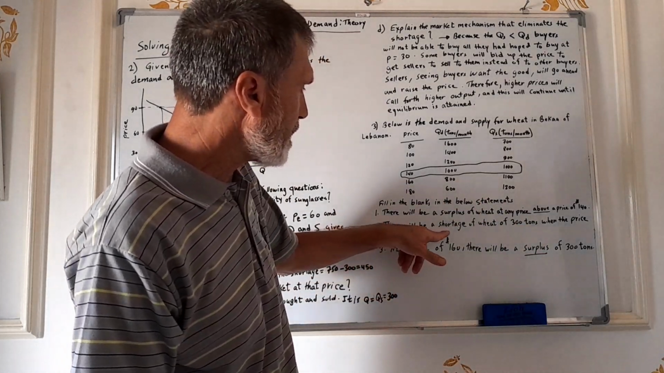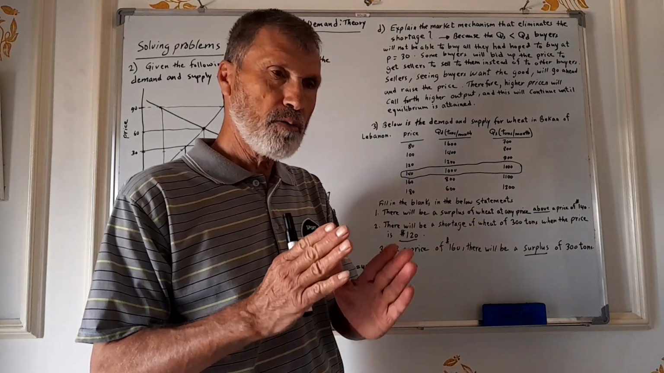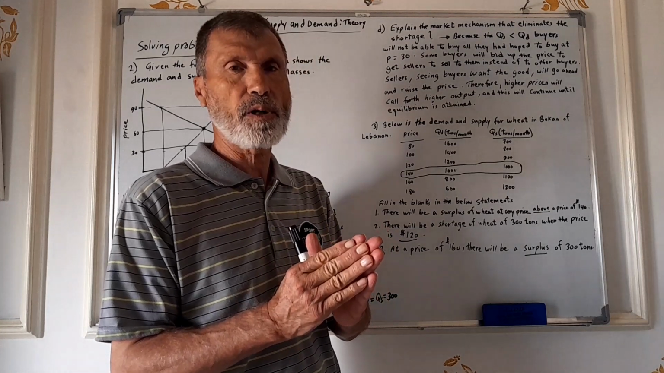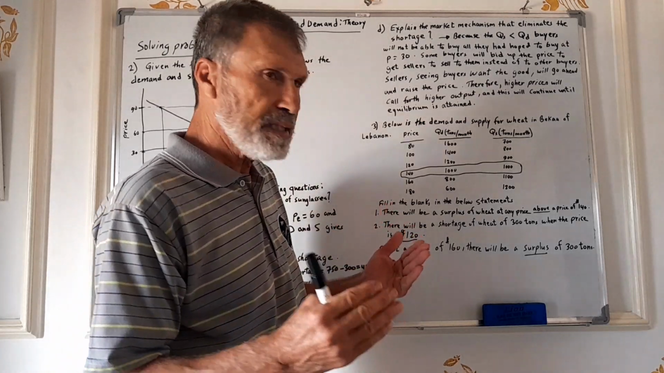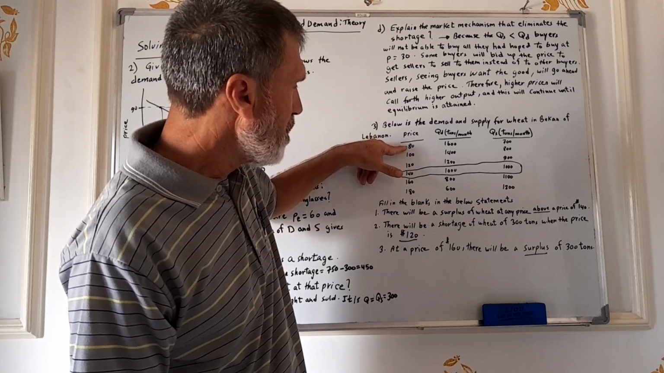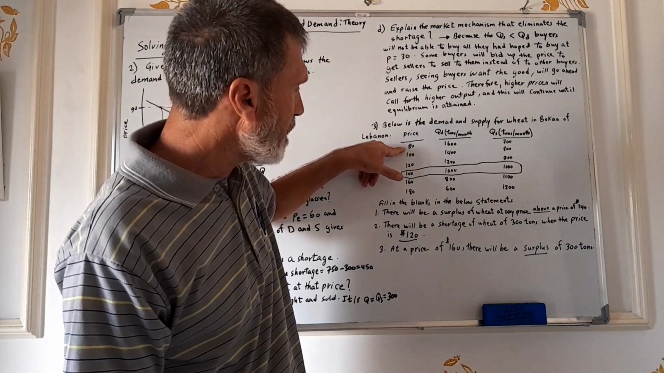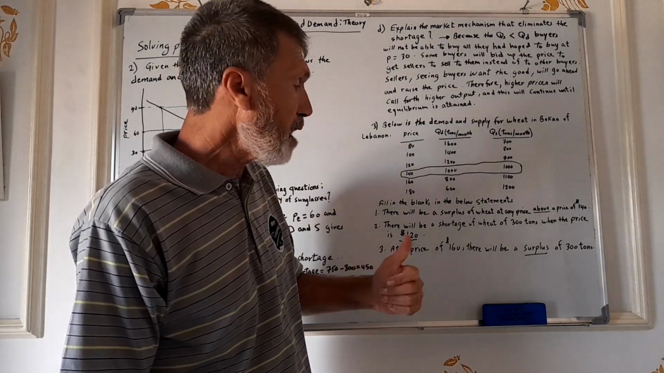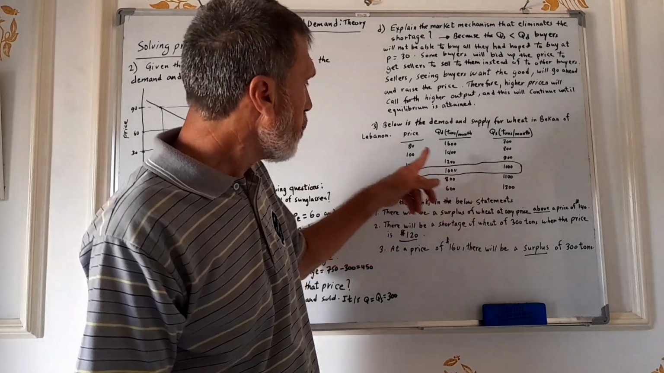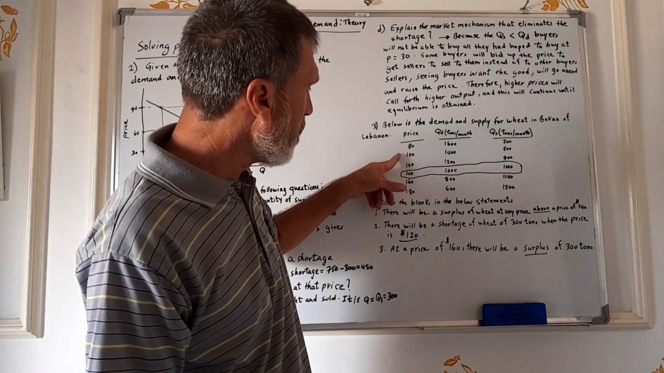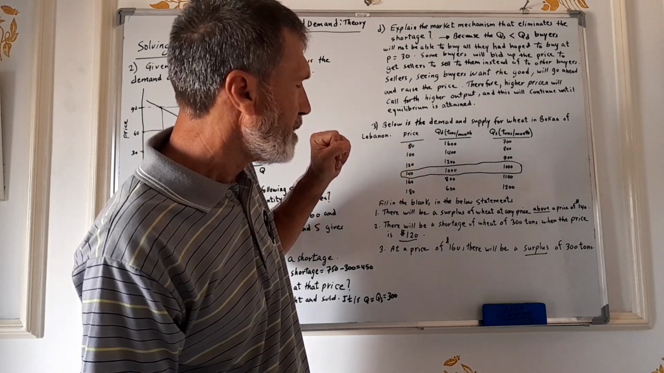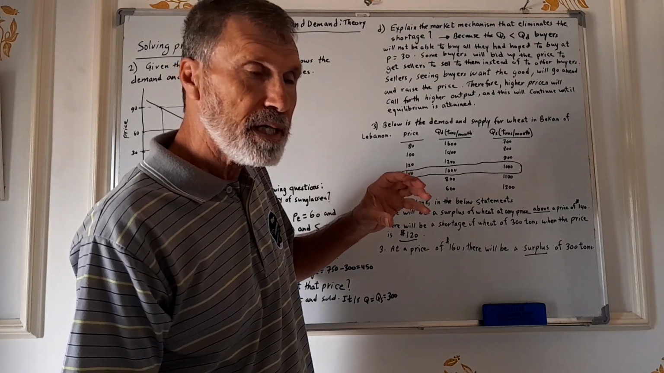Now, there will be a shortage of wheat of 300. When we're talking about shortage, we have to look at the price that is below the equilibrium price, which is below 140. You have 120, 100, and 80 below 140. All these prices below 140 will give you a shortage. But now there's a condition here. He's saying that there's a shortage of 300 tons. Which of those three prices below 140 will give you a shortage of 300 tons?